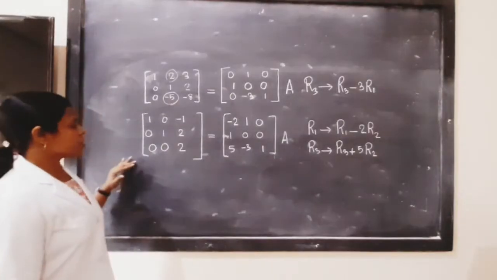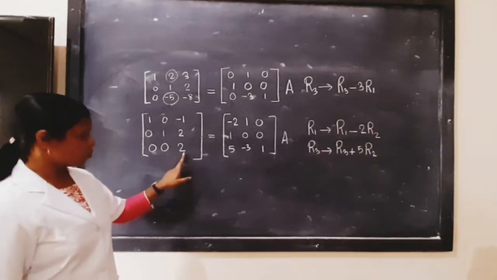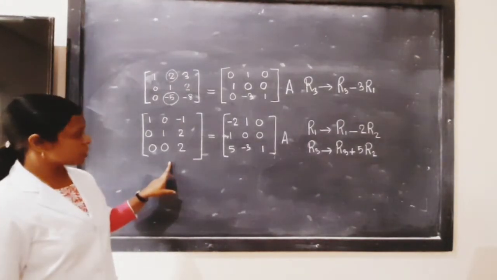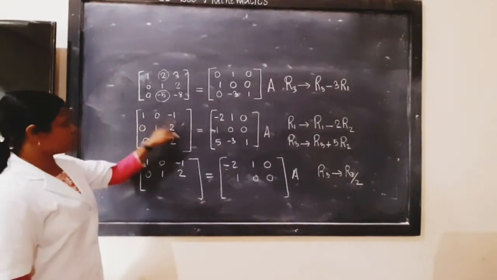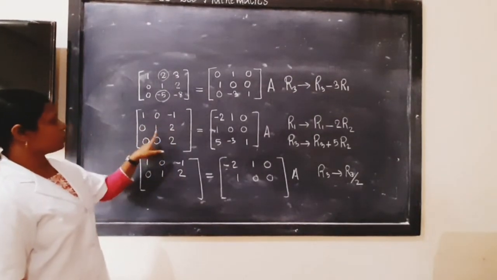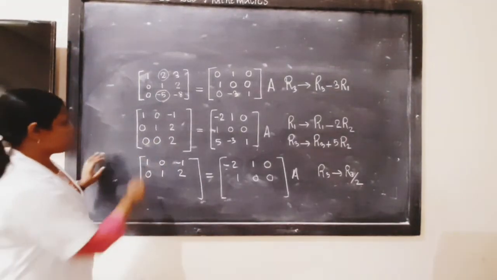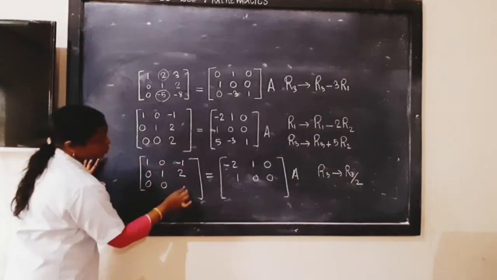Okay. Next, consider the first non-zero element in the third row, that is 2. Make it into 1. For that we use the transformation R3 tends to R3 by 2. First row 1 0 minus 1. Second row 0 1 2. Here we divide R3 by 2. We get 0 by 2, that is 0. 0 by 2, 0. 2 by 2, 1.